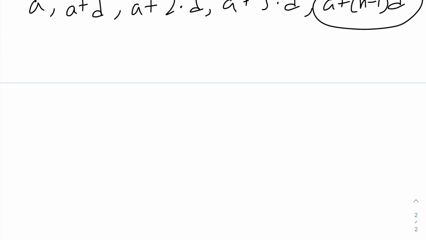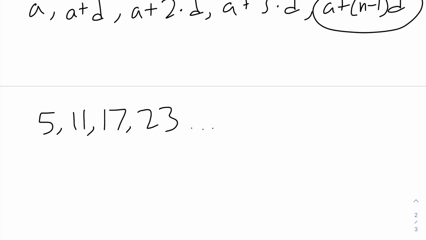Let's say we have a sequence 5, 11, 17, 23, and we want to find, let's say, the 100th term of this sequence. Let's start by writing out our formula: A plus n minus 1 times D.